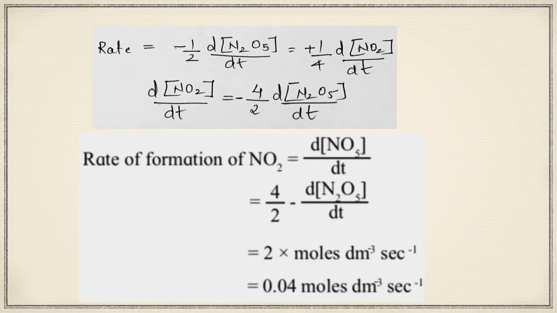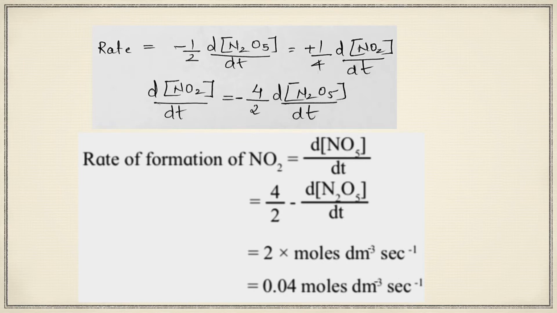Next we also have to find out the rate of formation of NO2. So by the relation I can write rate is equal to minus 1 upon 2 d by dt of N2O5, that is equal to plus 1 upon 4 d by dt of concentration of NO2. Now in this relation what I want is the concentration of NO2, right? So the rate of formation is given by d by dt of the concentration of NO2. So I will take that on one side and the rest on the other side.